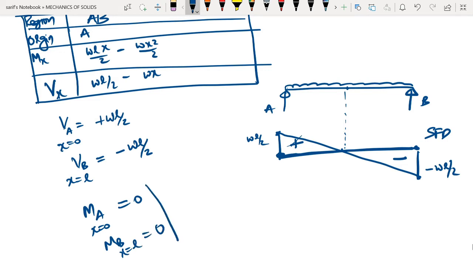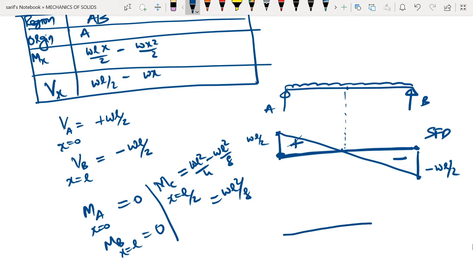Now to calculate the bending moment at the center, let us call C the center, MC. At C, x is equal to L by 2. If you substitute, you will see that it is going to come out as WL squared by 4 minus WL squared by 8, and it is going to come out as WL squared by 8. So the bending moment diagram is going to be, this will be 0, this will be 0, and at this particular point it is going to be WL squared by 8.